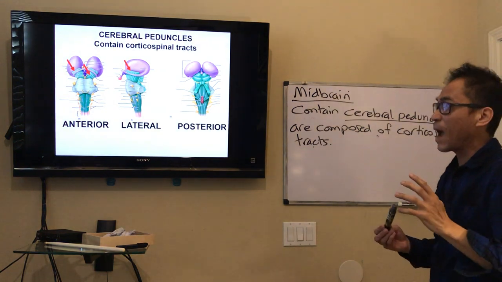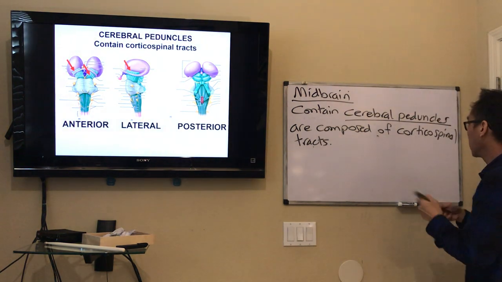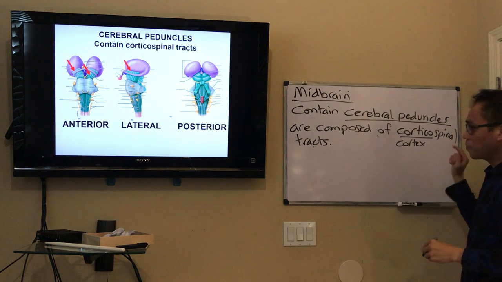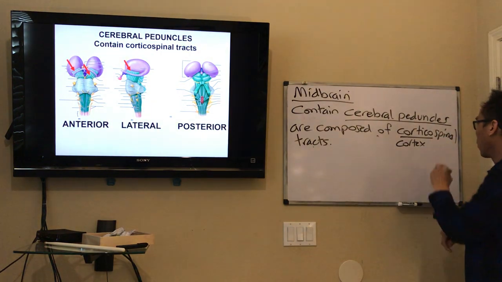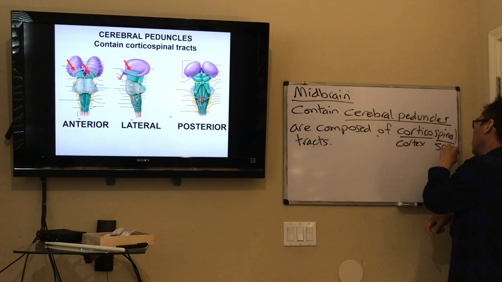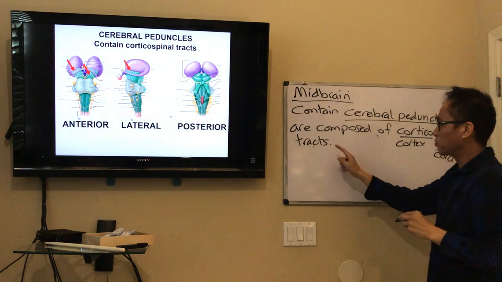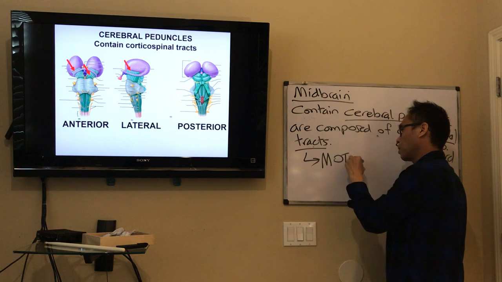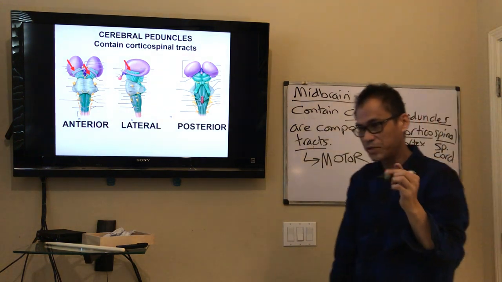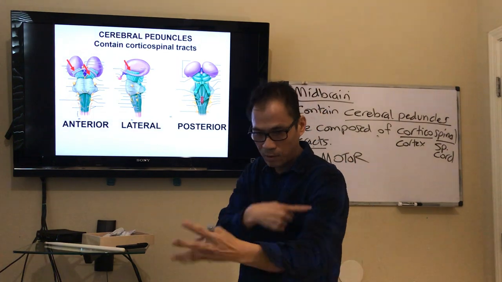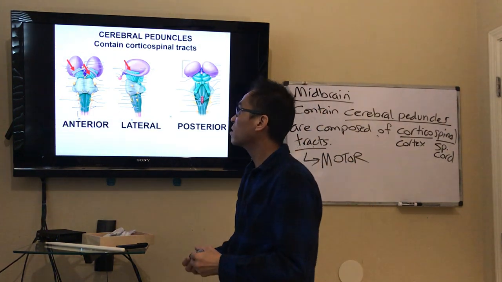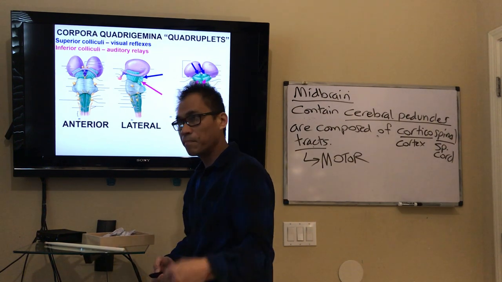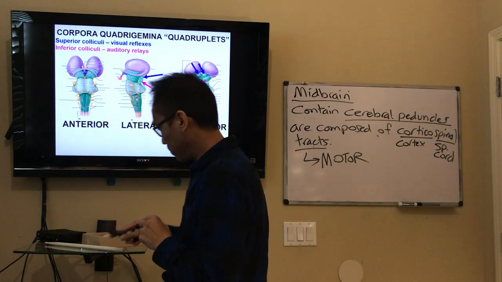These tracts are motor tracts that go from cortex, cortical means cortex, like your primary motor cortex, and they shoot that information, motor commands, down to the spinal cord. So these tracts, because they do that, are motor in function. They get the information from your brain down to your spinal cord so it can go out to the correct nerves to move your muscles. Okay, within part of the midbrain you also have the corpora quadrigemina.